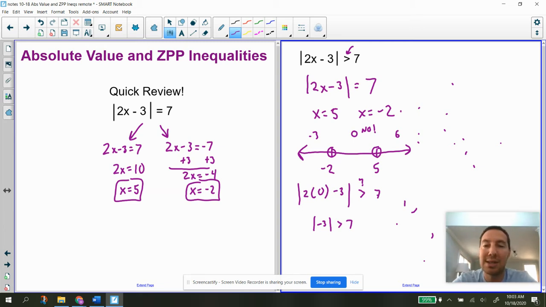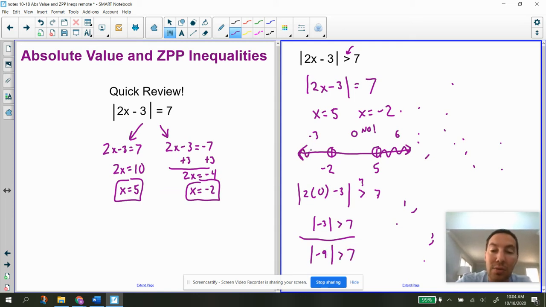All right, let's do 6. I'll just talk through it here. 2 times 6 is 12. I'm plugging into the original problem. 12 minus 3 is 9. Is 9 bigger than 7? It is, so I'm going to squiggle in that region. How about negative 3? 2 times negative 3 is negative 6. Negative 6 minus 3 is negative 9. Is the absolute value of negative 9 bigger than 7? Yeah, 9 is bigger than 7, so I'm going to squiggle right here.